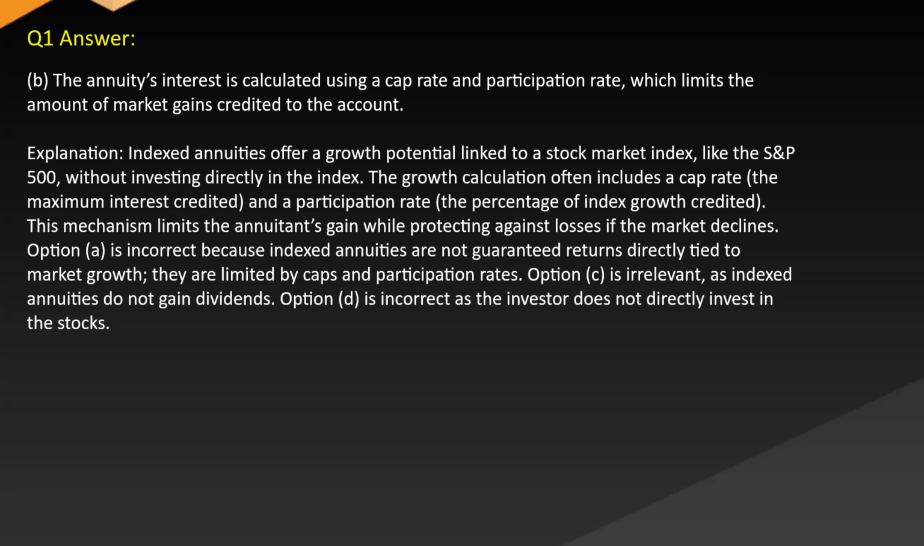Option A is incorrect because indexed annuities are not guaranteed returns directly tied to market growth. They are limited by caps and participation rates. Option C is irrelevant as indexed annuities do not gain dividends. Option D is incorrect as the investor does not directly invest in the stocks.